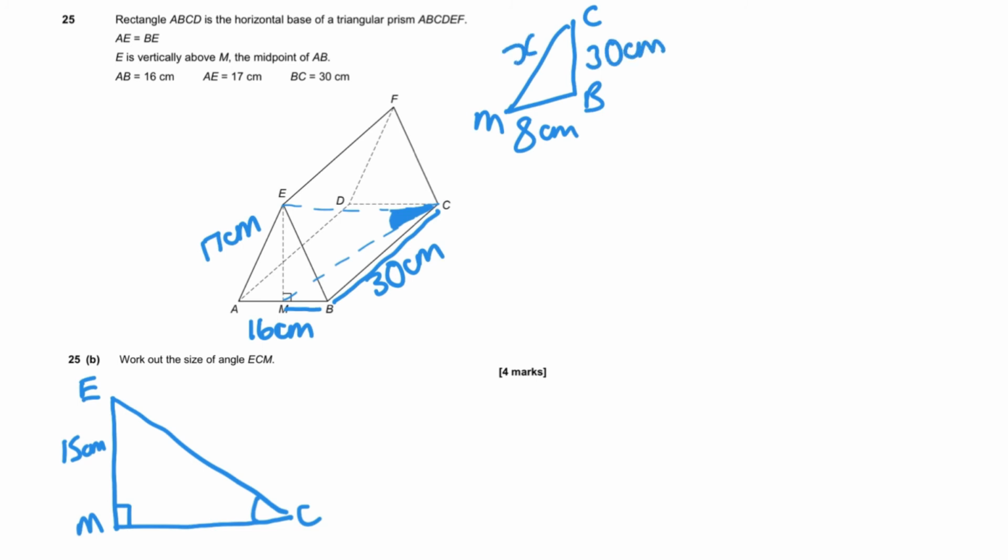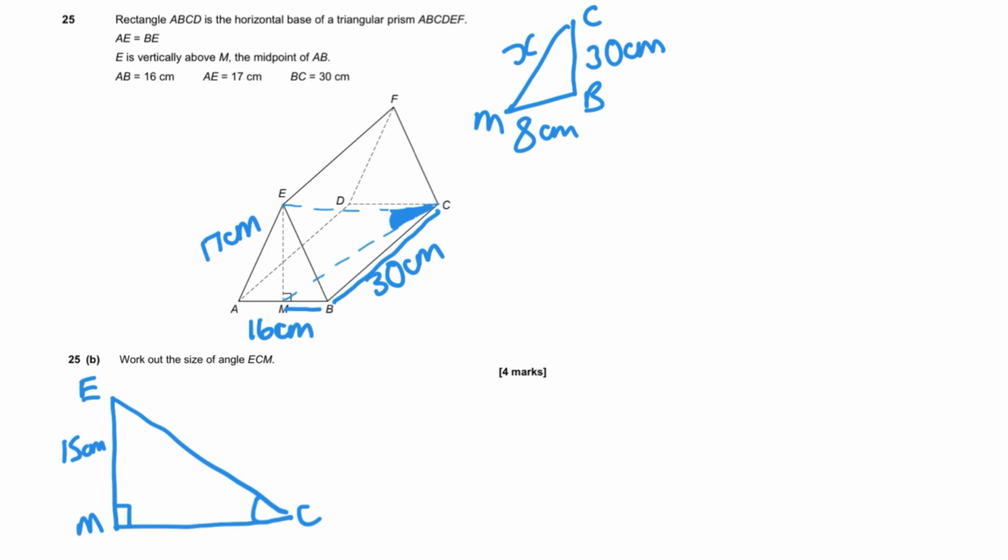We know the length of EM from part A, that's 15 centimetres, and then we don't know anything about the other lines. So if we go back to the original diagram, CM is actually the hypotenuse of a new triangle, this triangle here. And we've got more information about that triangle. So if we draw out this triangle here, we've got C, B and M. We've got MB is 8 centimetres because M is halfway between A and B. And BC is 30 centimetres, and this is the line that we're looking at finding.